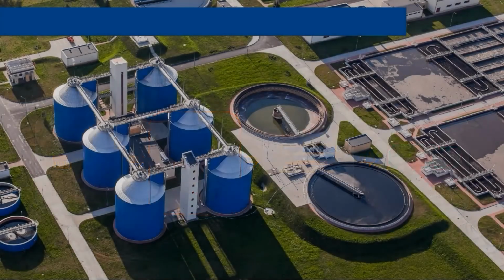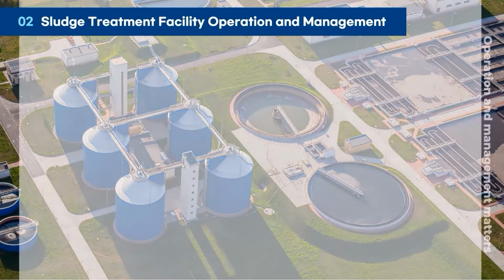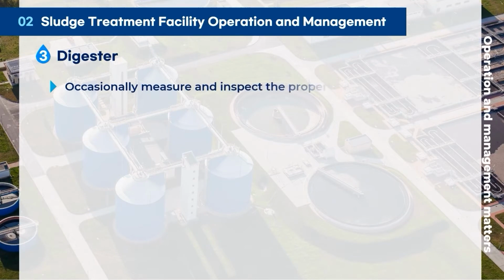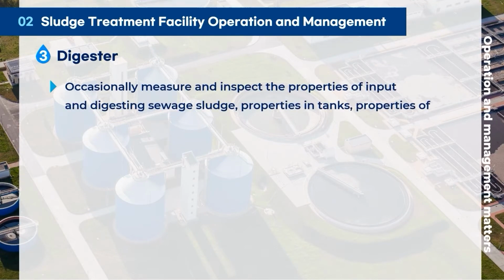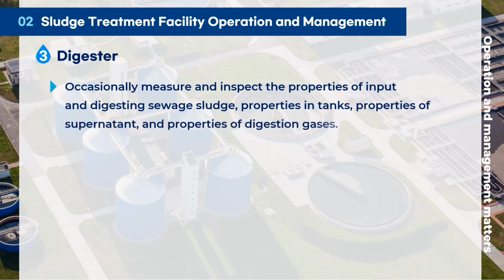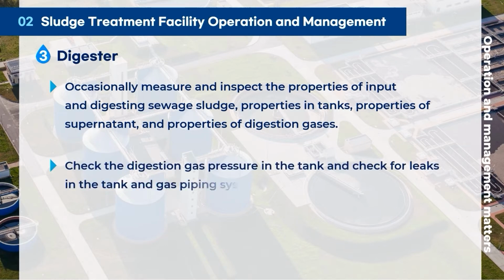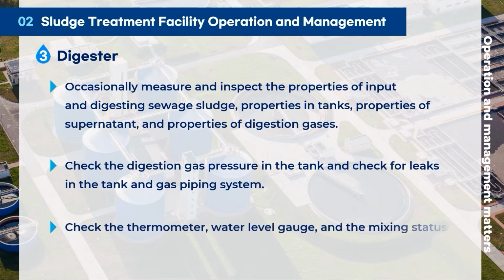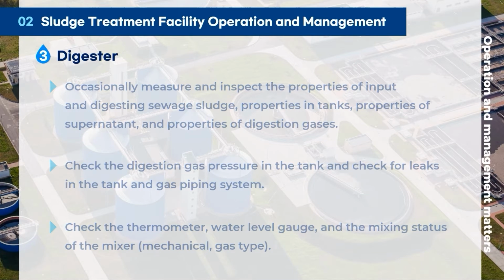Third, the properties of wastewater sludge that has already been injected and digested in the digestion tank, the properties inside the tank, the properties of supernatant, and the properties of the digestion gas should be periodically measured and monitored. Gas pressure inside the tank and leakage from the tank or gas piping system must be checked. And monitoring with thermometers, level gauges, and for the stirring status of mechanical or gas stirring are also important.